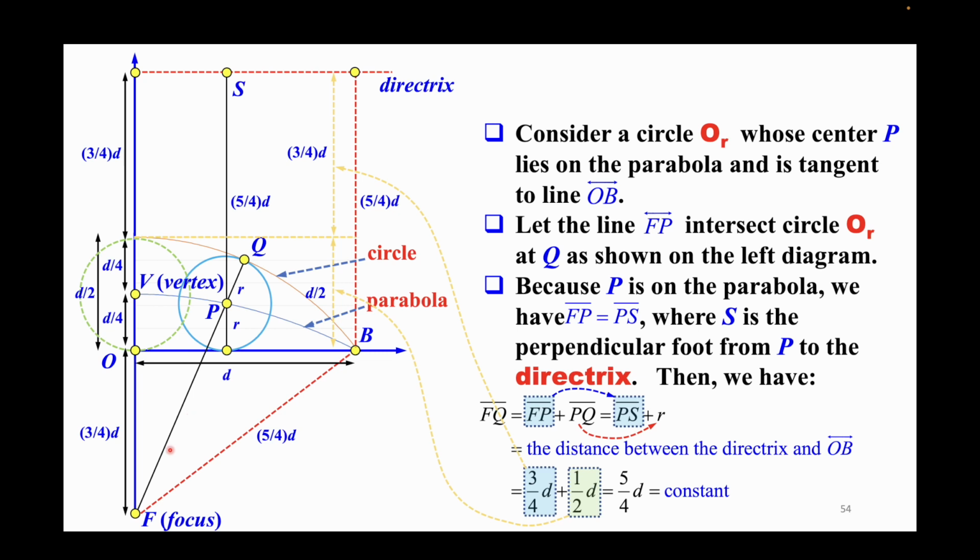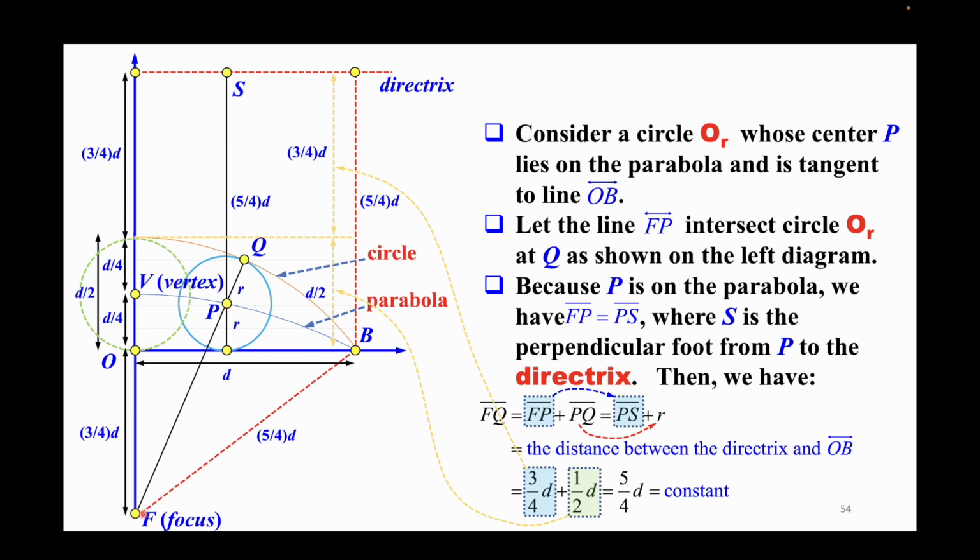Therefore, the distance from F to Q is equal to FP plus PQ. But of course, PQ is the radius, because this line goes through the center to a point. So this is a radius R, this is radius R. Therefore, the distance going from F to Q is equal to the distance of FP plus R. But because P is on a parabola, FP is equal to PS.